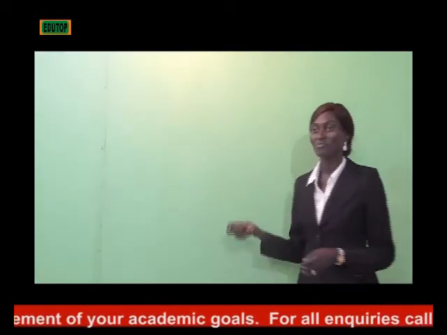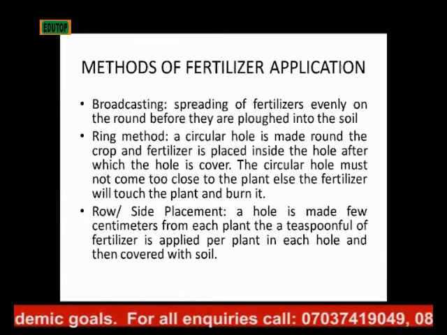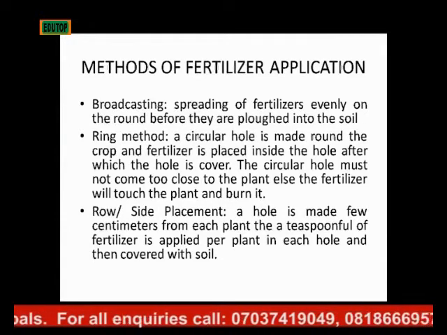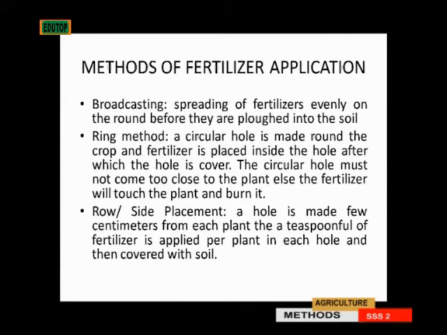Then the next method is the ring method. In this method, you create a circular hole around the crop. So you dig a hole around the crop, then you place the fertilizer inside the hole, then you cover the hole. The circular hole must not come too close to the plant, else the fertilizer will touch your plant and it will burn it. So that is why you create a hole around the plant.